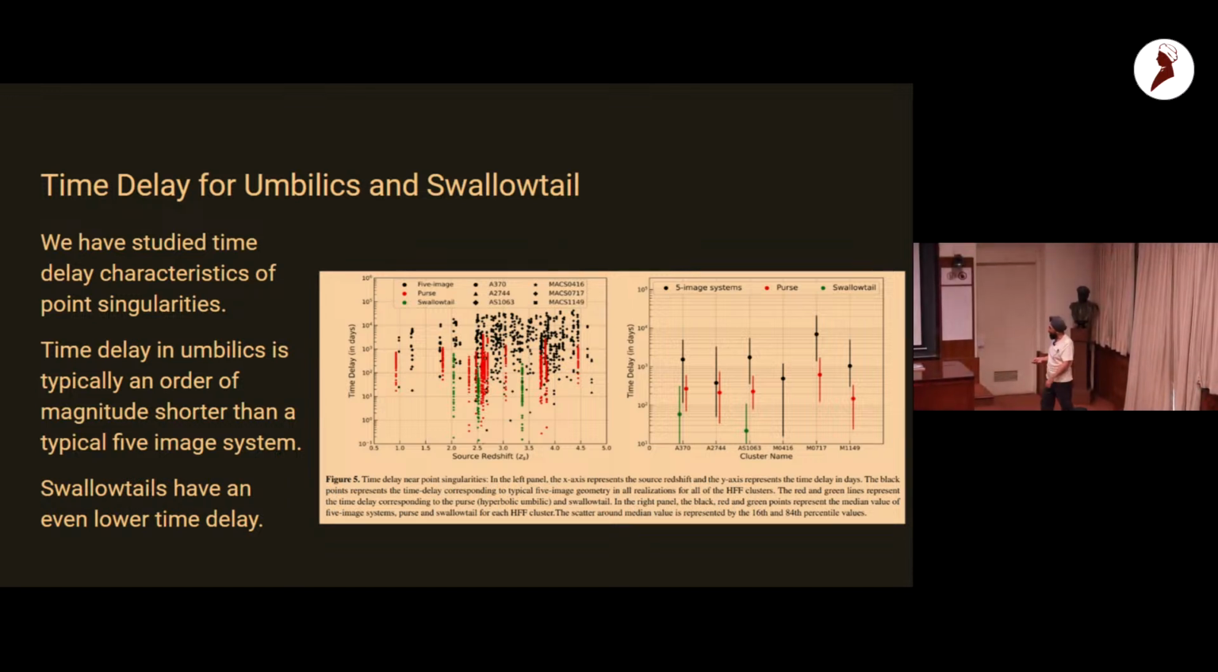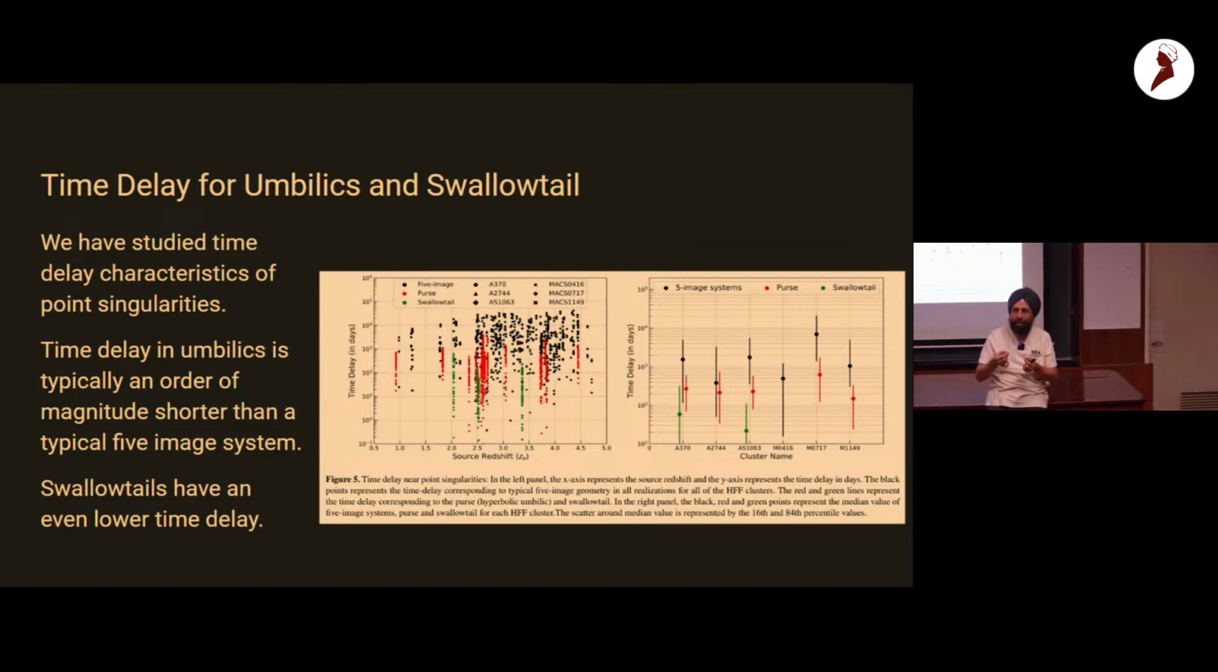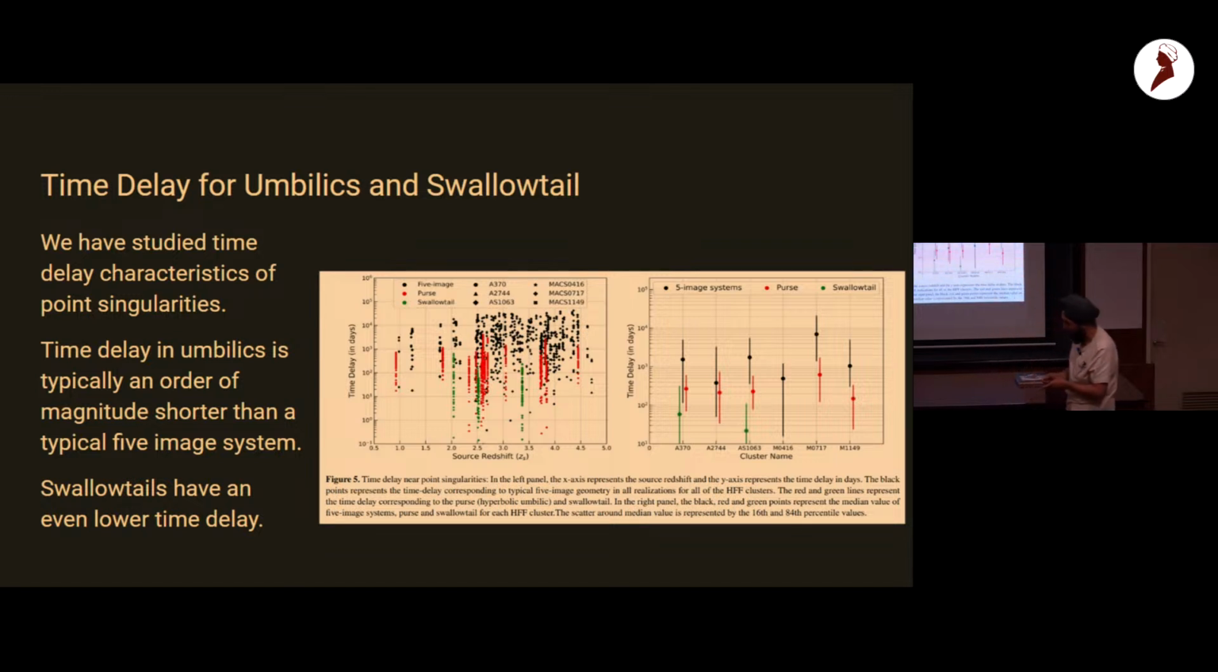The other interesting thing which we found is the time delay for umbilics and swallowtail. Now here you recall the earlier cartoon where the light ray is coming to us along different geodesics around the mass distribution. These two paths don't have the same path length. So if something in the source varies, I will see variation at different times in the 2 images or 3 images, and I can calculate the time delay for every pair of images.